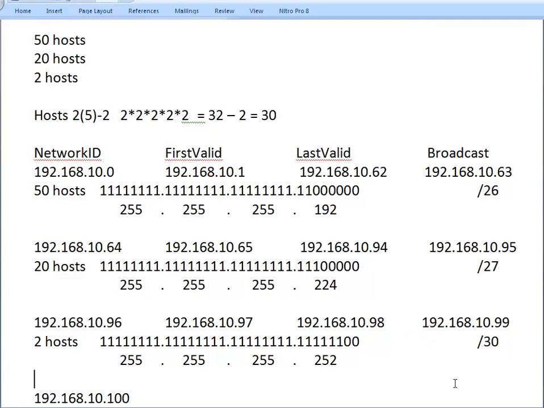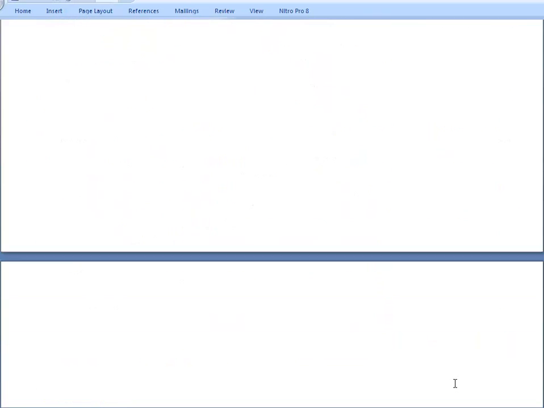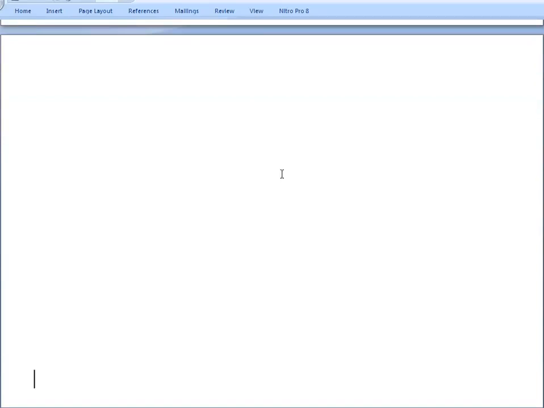Okay, now I'm going to take another example with a class B. I'm going to start. Okay, so now let's use 172.16.0.0/16. Subnet mask for this is /16.